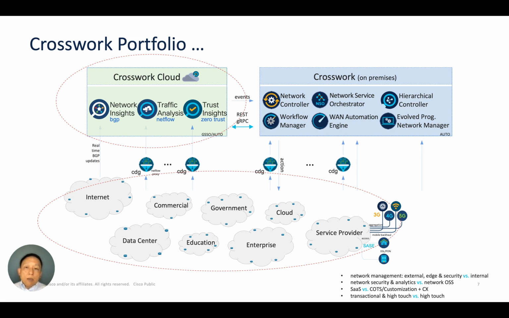The CDG is also used by the Crosswork on-premise solution on the right-hand side. It's the exact same software, but during the installation steps, you have to designate whether it's an on-prem deployment or a Crosswork Cloud deployment, and they do not share, so these have to be independently deployed.